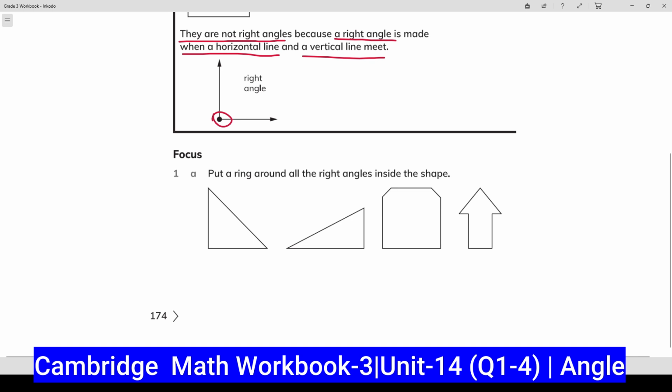Exercise 14.1, first question, focus. Here it is mentioned, put a ring around all the right angles inside the shape. So here are 4 shapes, different types of shapes, and we have to find out which one is a right angle. So in this triangle, this portion is a right angle, this one is a right angle, and this square shape, but it's not actually a square shape, it looks like a pentagon, because here is a marking place, here is also a marking place. So in this case, on the left side this one is a right angle, this one is a right angle, and this arrow also, on the left side here is a right angle, and on the right side here is a right angle.